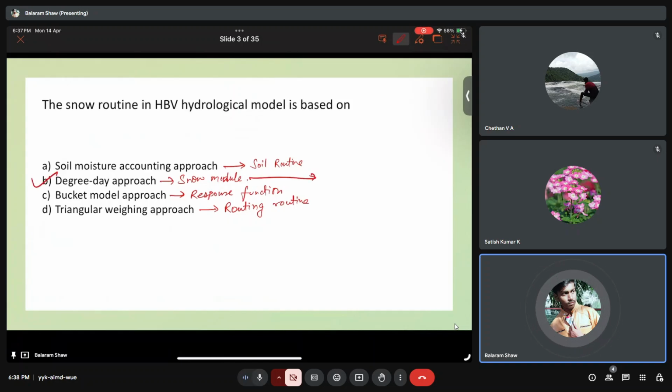And we have seen that the degree day approach considers whether the temperature is greater than the threshold temperature or less than the threshold temperature. Based on this, it considers how much snow melt there will be, or whether there will be snow melt or refreezing and so on. So the correct answer will be B, that is the degree day approach.